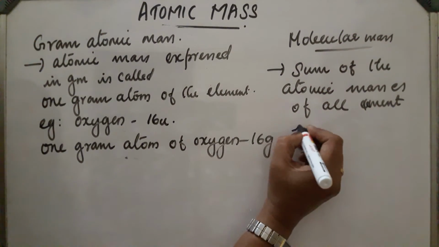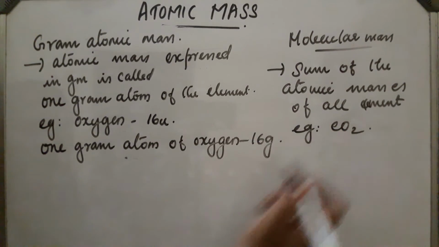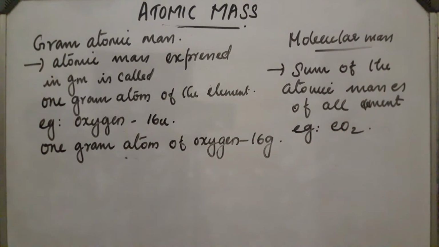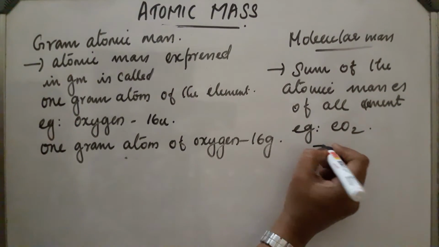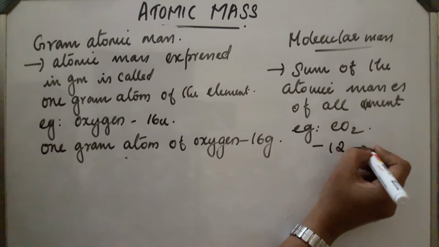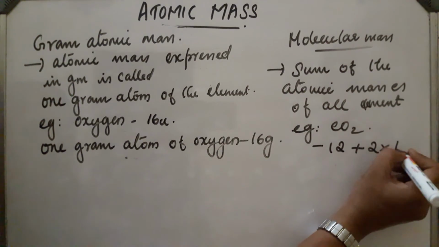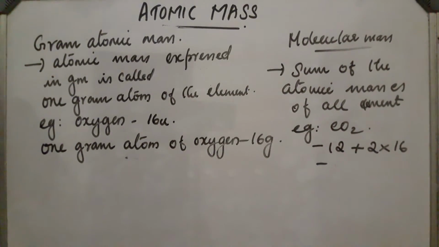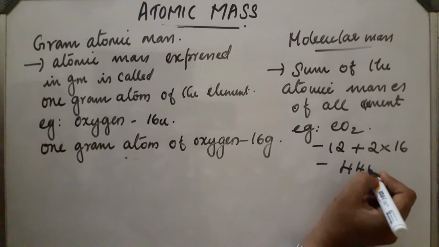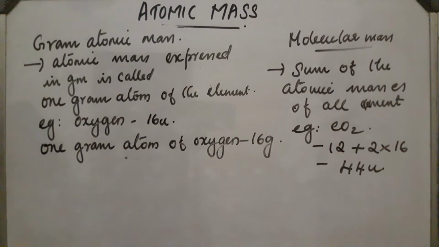Example, in the case of carbon dioxide, it contains carbon and 2 oxygen atoms. So the sum will be, in the case of carbon, the atomic mass is 12, plus 2 into the atomic mass of oxygen, which is 16. So what will be the answer? 44 U. That means carbon dioxide is 44 times heavier than 1/12th the mass of a carbon-12 atom, because we are comparing this atomic mass with the carbon-12 atom.